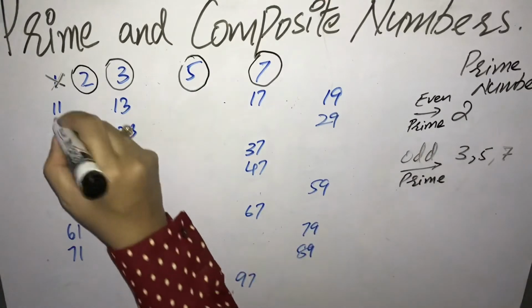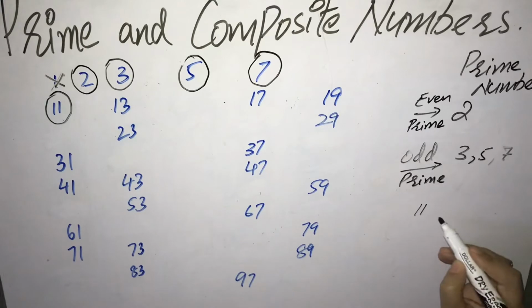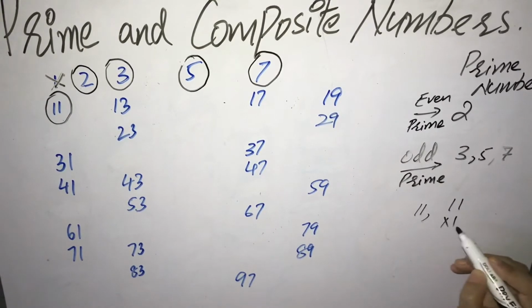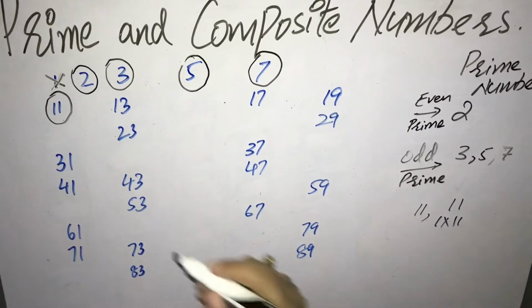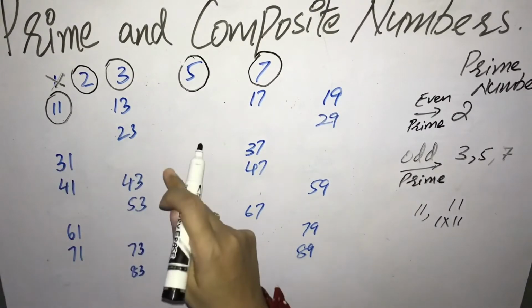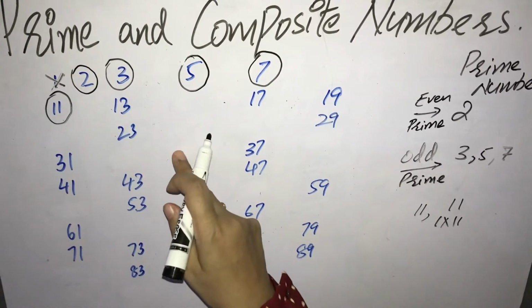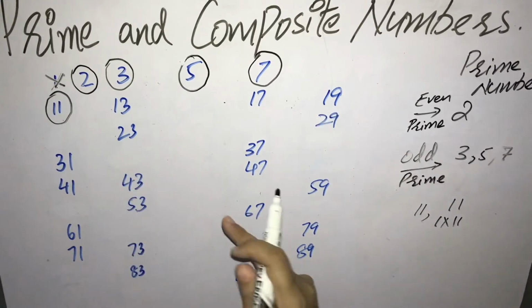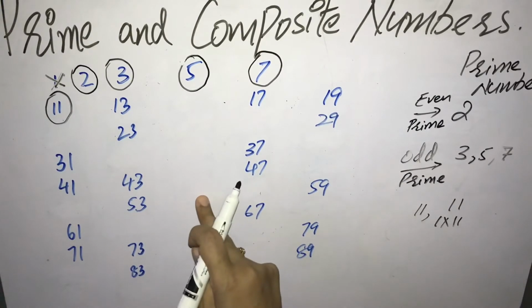We come to 11. 11 is the first 2-digit odd prime number. In 11's table only 1 and 11 come. 1 11s are 11, 11 1s are 11, so it's a prime number. 11 2s are 22, erased. 33 erased. 44 erased. 22 was even. 33 was a multiple of 3. 44 even. 55 was a multiple of 5.